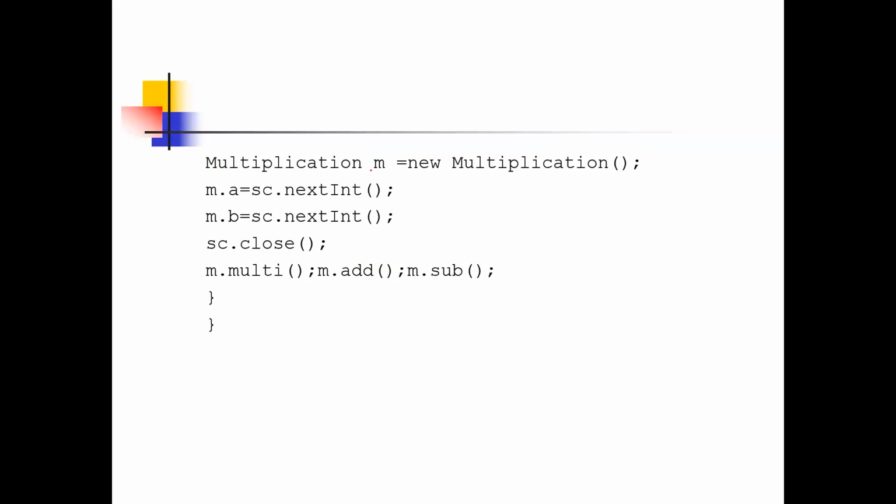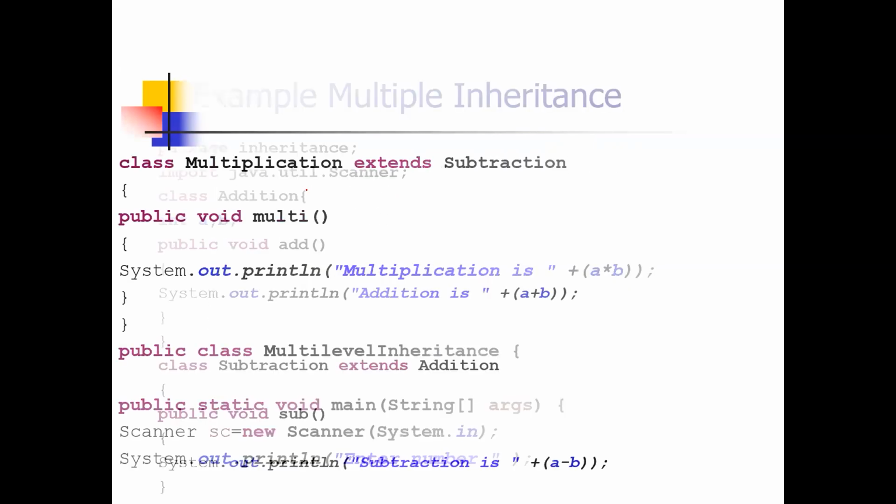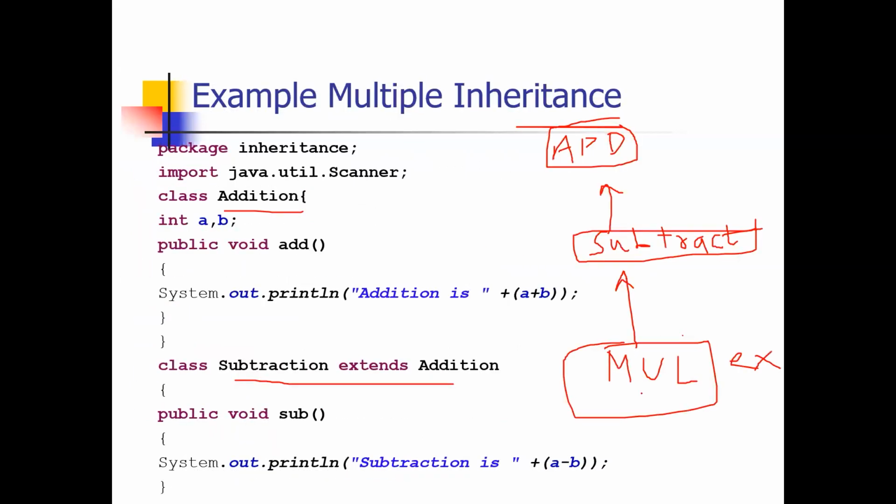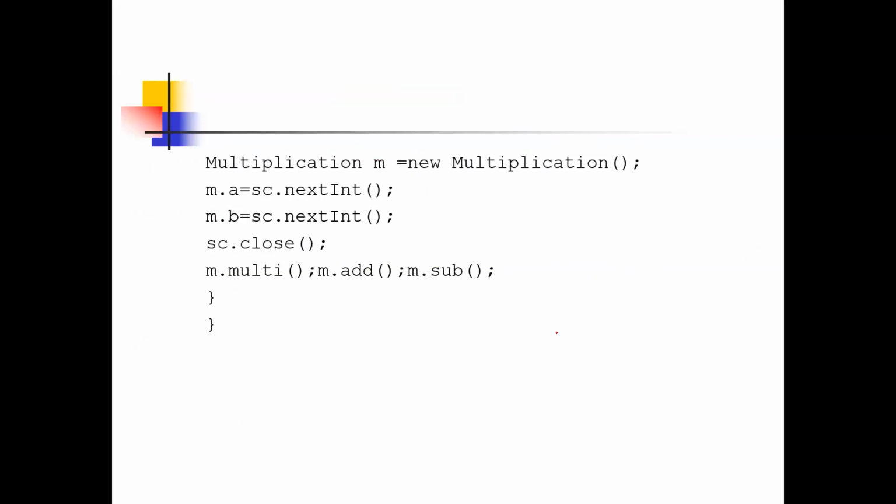Now, Multiplication am equals new Multiplication means this is the object creation. So, what is the lowest child class? According to this diagram, the lowest child class is multiplication. So, we'll create the object for this subclass. Multiplication am, where am is any variable you can use, equals new Multiplication. In this way, the constructor is called.